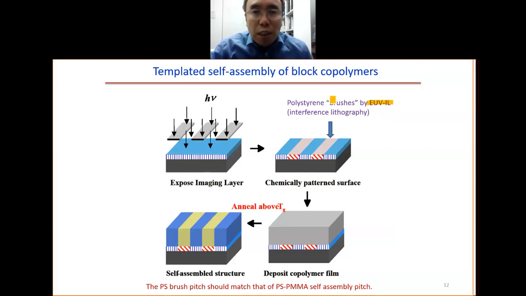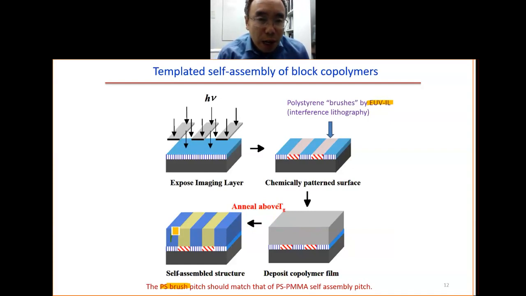Then you do the interference lithography using the photoresist. Then you use photoresist as the mask. Using the photoresist as the mask, you can etch away one block. You can etch away the brush. But this area here has no brush. This area here is the brush, the polystyrene brush. This part, oxygen plasma will make it hydrophilic. This part is polystyrene brush. It is hydrophobic. Then you apply this block copolymer, you do the annealing process, you get this self-assembly.